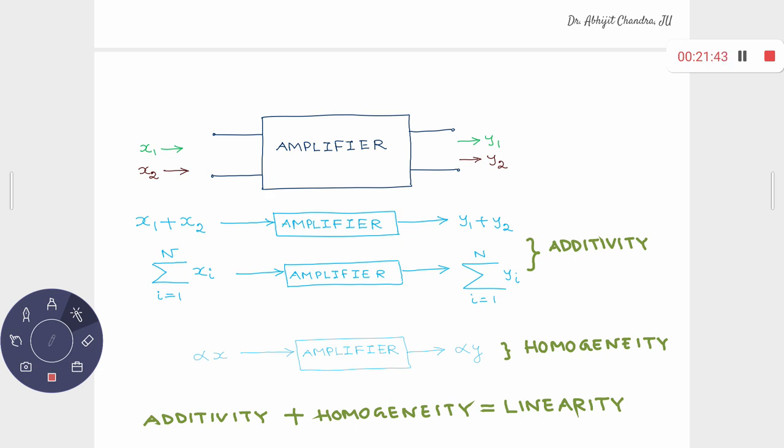Now the question is, why am I discussing all this? Hopefully you have studied this in your circuit theory or some signals and systems course. So I am going to discuss all this up there. Any idea? In the design of amplifiers? Any idea?